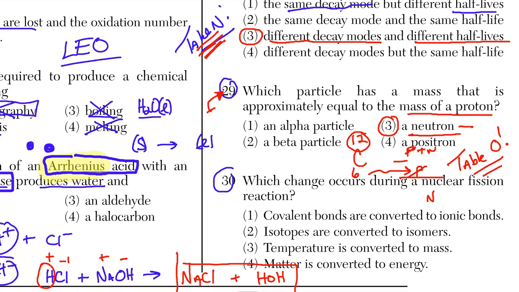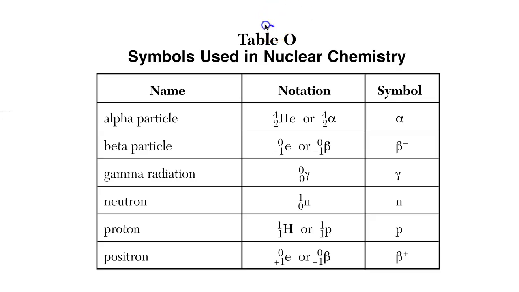Let's go there. So Table O, and here we go with a proton. Top number is still the mass number. Bottom number is the proton number or the charge number. It really helps to see it that way. So it's +1. And a neutron has a mass of 1, and so does a proton. So they have the same mass.